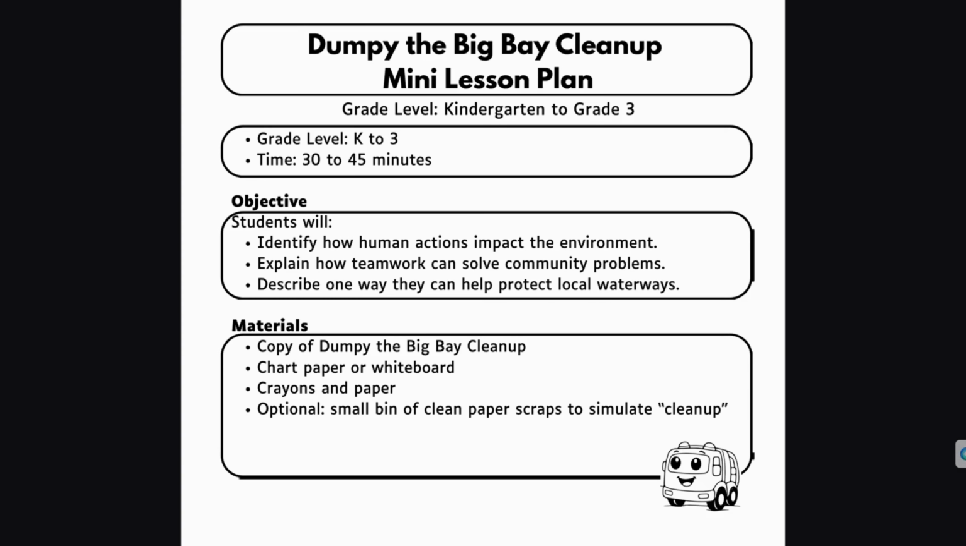Your objectives: students will be able to identify how human actions impact the environment, explain how teamwork can solve community problems, and describe one way that they can help protect local waterways. Then for materials, you're going to need a copy of the book, chart paper or a whiteboard, crayons and paper, and a small bin of paper scraps to simulate cleanup. So again, everything's very simple.